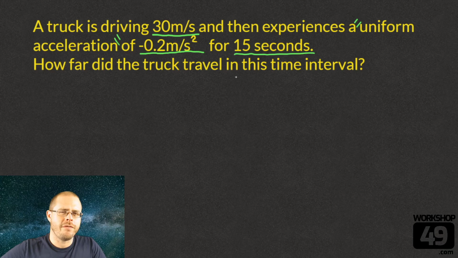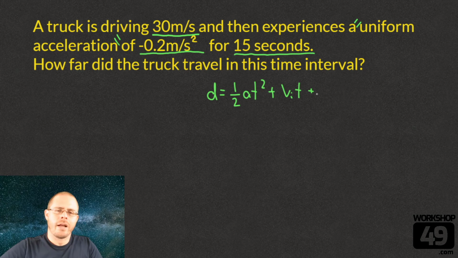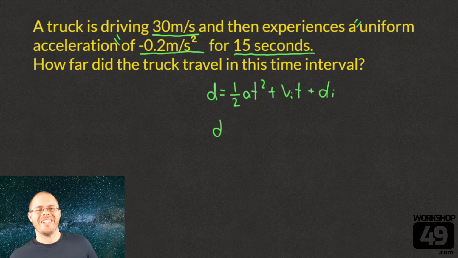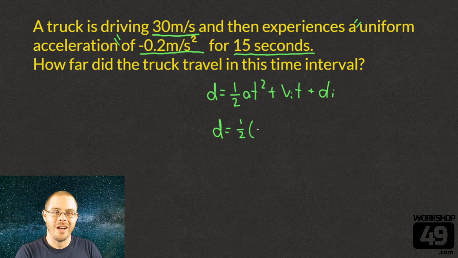If we had given you the final velocity instead of the acceleration, these problems are easier to find the average velocity. But since you weren't given the final velocity, you were just given the acceleration, it's actually quicker to do it in one step using this equation right here. D equals 1 half at squared plus vit plus di.